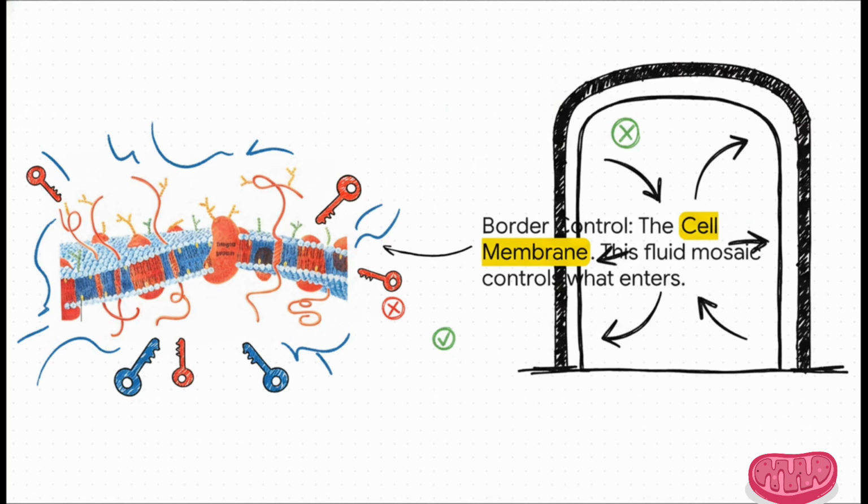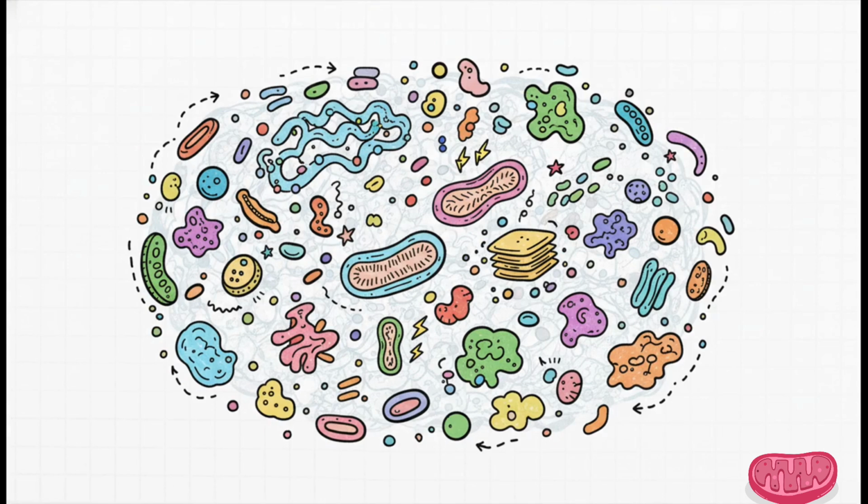Okay, first stop on our tour, the city limits, or the cell membrane. Now, don't picture a rigid wall. It's more like a smart, flexible border patrol. It's a fluid barrier that acts as a super selective gatekeeper, carefully controlling absolutely everything that comes in or goes out. Once we're past that gatekeeper, we find ourselves in the cytoplasm. You can think of this as the main arena, the factory floor of our cellular city. This is where the action happens, where all the millions of chemical reactions that keep the cell alive and kicking are going down.